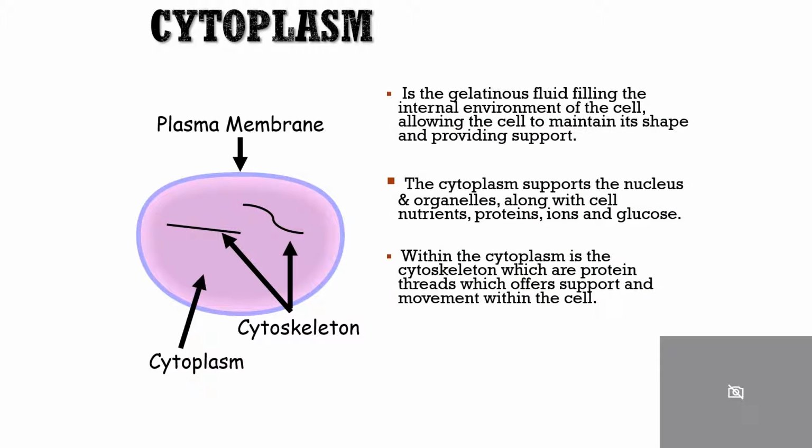The cytoplasm. It's a gelatinous fluid that fills the internal environment of the cell. This allows the cell to maintain its shape, and it also provides it with support. The cytoplasm supports the nucleus and organelles along with cell nutrients, proteins, ions and glucose. Within the cytoplasm is the cytoskeleton, which are protein threads which offer support and movement within the cell.